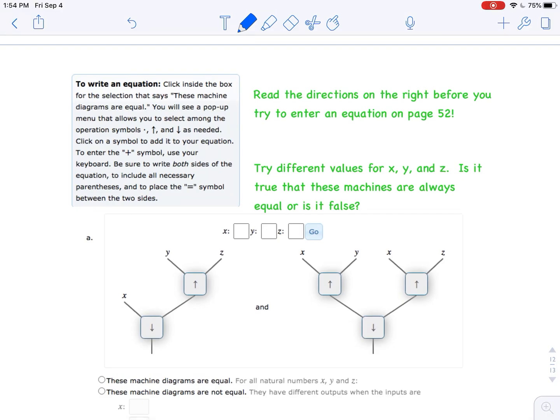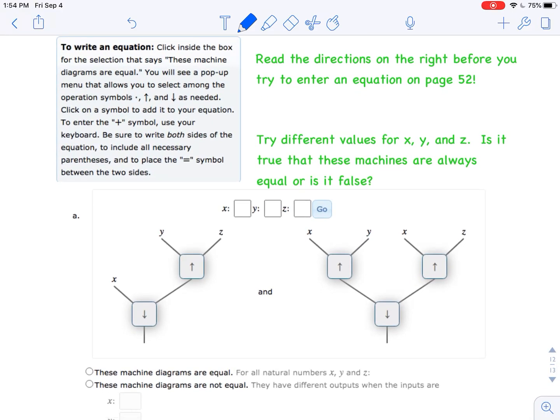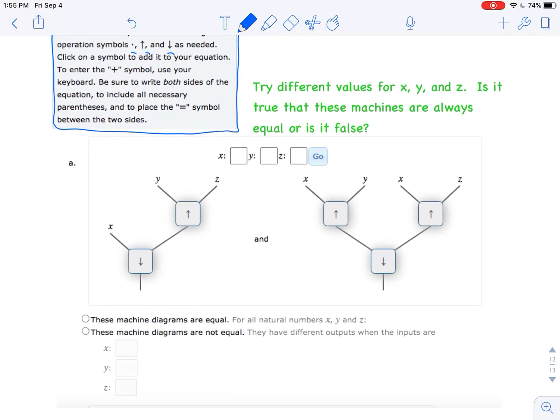So as you go to do page 52, on this one, it says, and right here you have the directions. Please read the directions. Check inside the box for the selection that says these machine diagrams are equal, and you'll see a menu pop up. If you're saying, oh, look, these are equal, your menu's going to pop up and you're going to select the operation symbols, multiplication, up arrow, down arrow, since they're not on your keyboard. And that's how you enter those symbols. If you're going to use plus in your machine, that's a symbol you can use on your keyboard. But you write both sides of the equation, include all necessary parentheses.